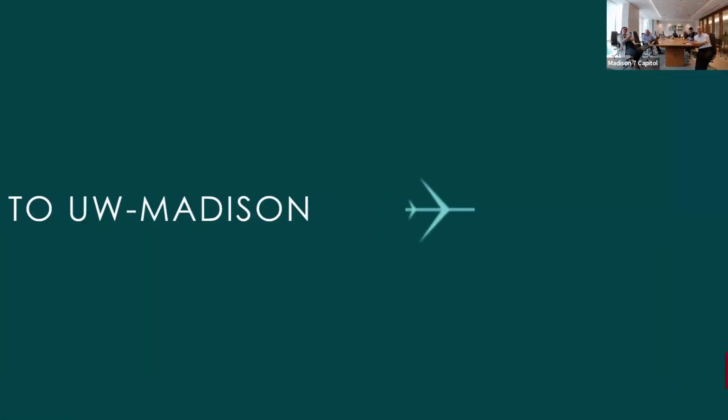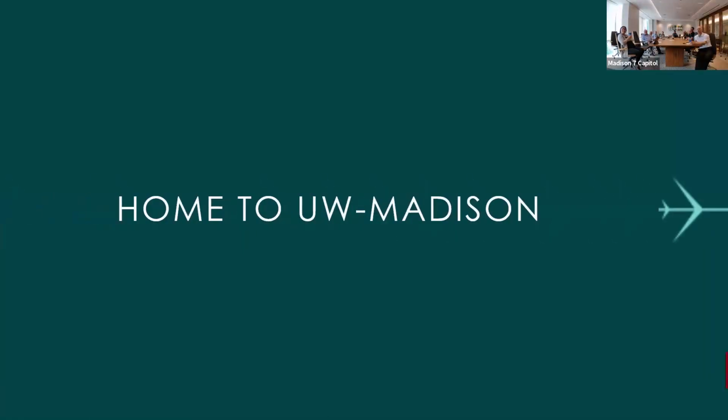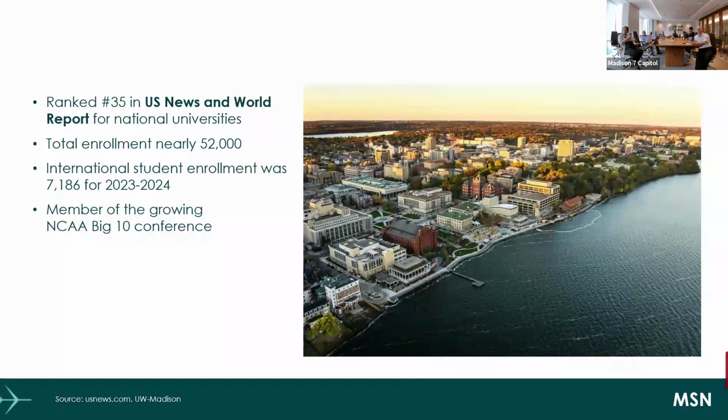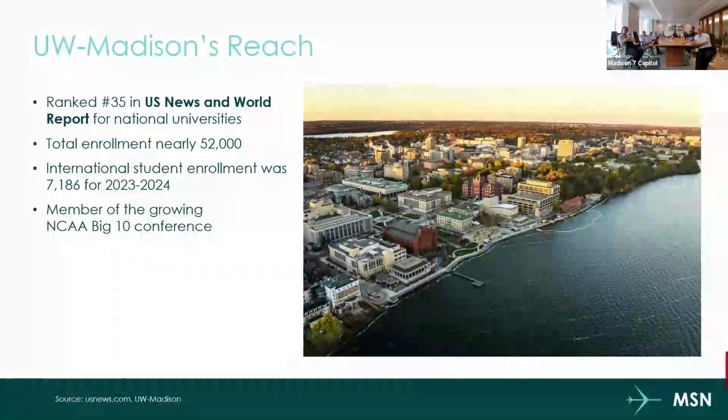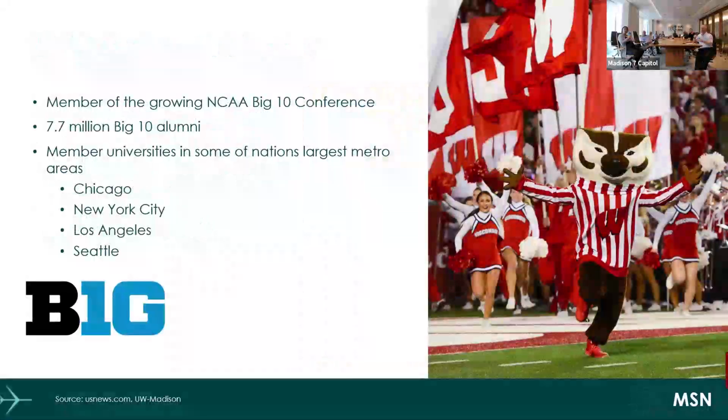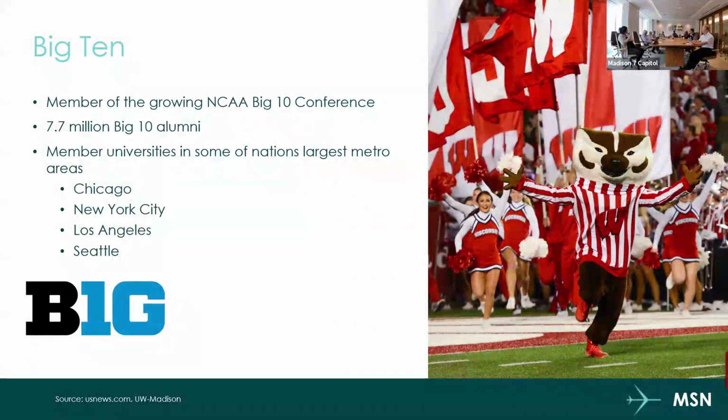Awesome. Then we get into, obviously, home of UW Madison. We get into some details about the university, total enrollment of 52,000. A solid international student enrollment as well. And then member of the growing NCAA Big Ten Conference, obviously expanding to the West. And we kind of highlight that as well.